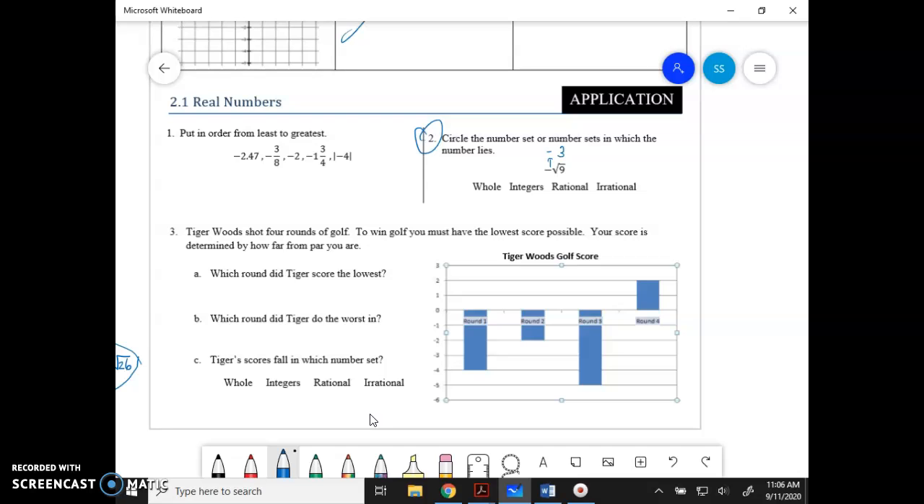Is negative 3 a whole number? It's not a whole number because whole numbers are only positive. It is an integer because integers are whole numbers that are negative and positive. And if it is an integer, it is rational, and it can't be rational and irrational. So there you go.